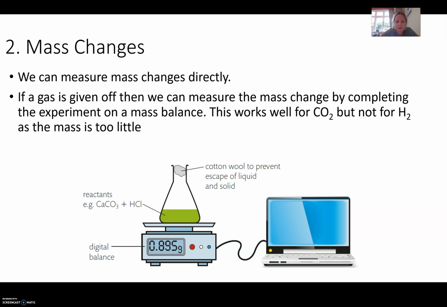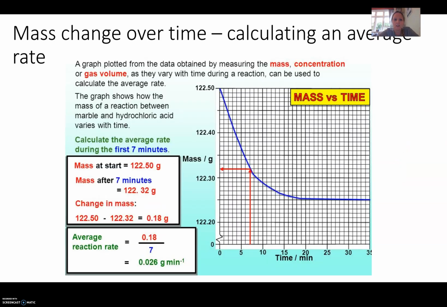over time that mass would decrease, and the reason why is because the products of this reaction are calcium chloride, CO2 and H2O, and we know that CO2 is a gas and the gas will escape, and so therefore the mass will go down. This doesn't work well when you're trying to do something like H2, and that's purely because H2's got such a small mass that you won't see much of a difference. So mass change over time.